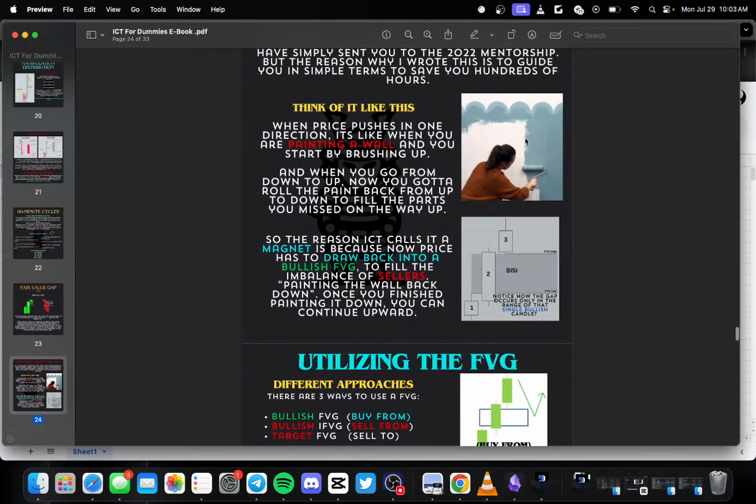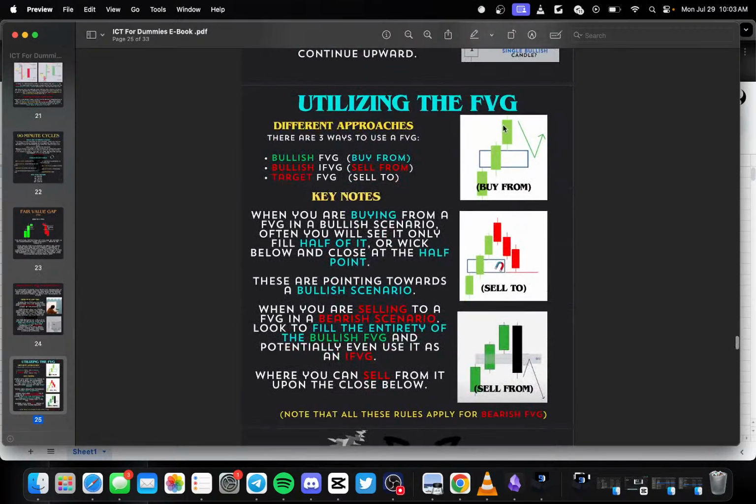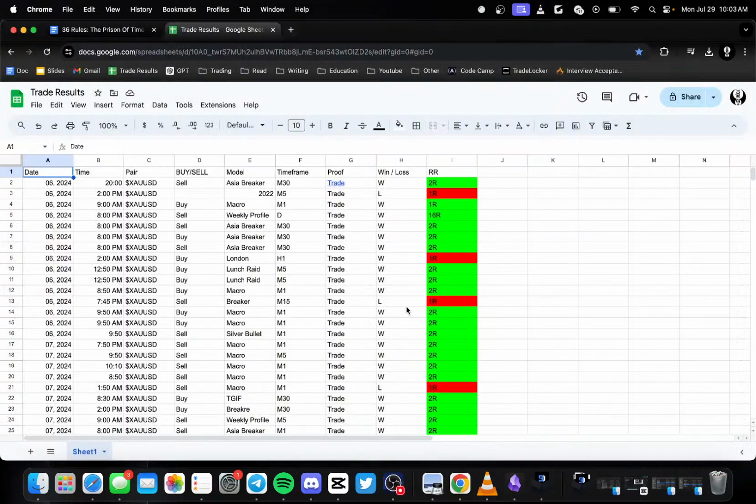So it's like painting a wall. You basically go down once, right? And then you have to go back up because it's not finished. Like to finish the paint roll, you have to come back up and fill the rest that was left on the wall. So price would typically pull towards it like a magnet, either close below it, and that would create an IFVG. So let's see that in the charts.